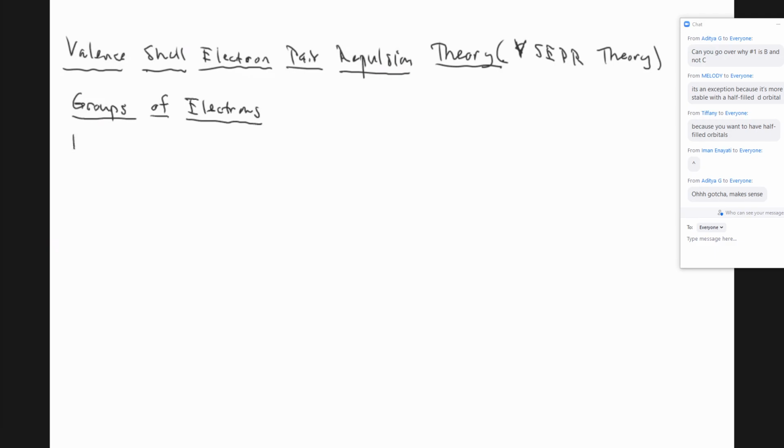So a group of electrons could be a lone pair, a single bond, a double bond, or a triple bond. And based on the number of groups of electrons that we have around it, we can determine the hybridization, the geometry, the optimal bond angle, and think of examples for them. So let's take a look.